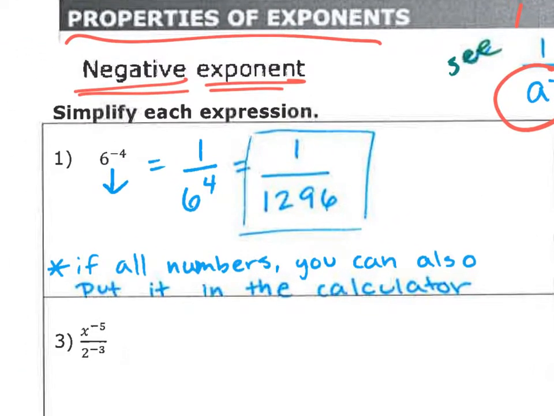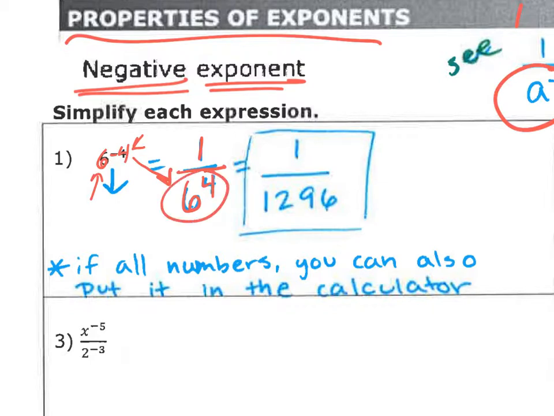So let's take a look at problem number 1. So this says I have 6 to the negative 4. The base is 6. The exponent is negative 4. If I have a negative exponent, it says to change its location. So I'm going to move it to the denominator, and I have 6 to the 4th. But I have to put it over 1.